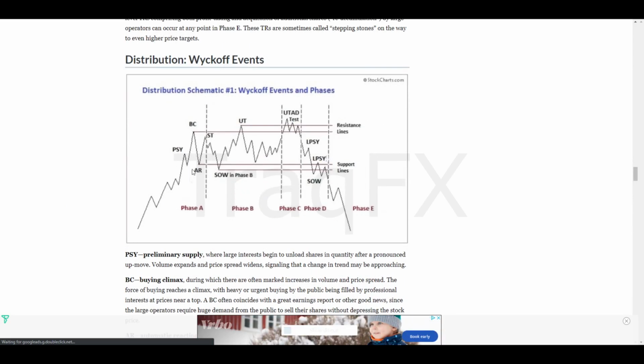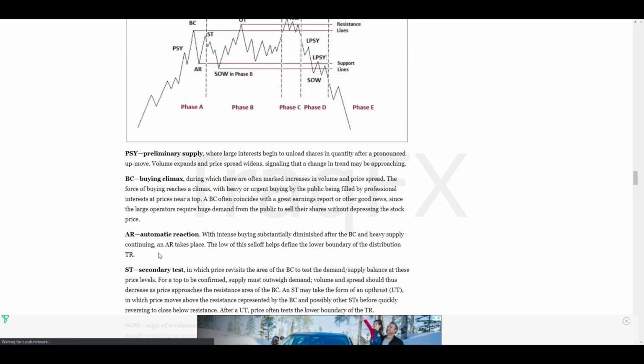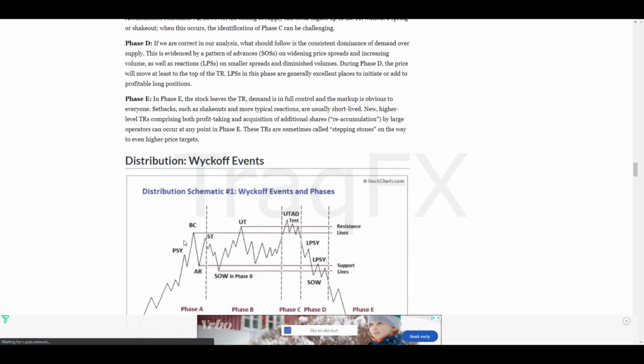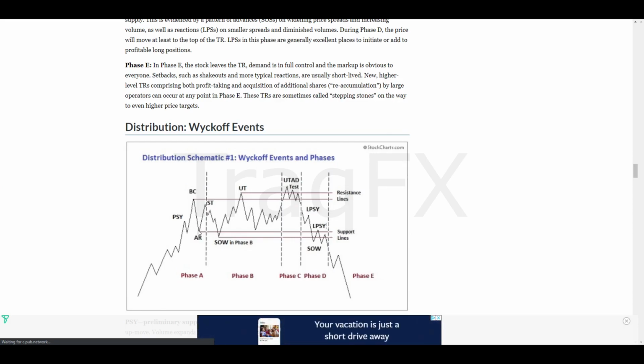Automatic rally: with intense buying substantially diminished after BC and heavy supply continuing, an automatic rally takes place. The low of the sell-off helps define the lower boundaries of the distribution trend. So the market pushes back down to the original area of the PSY, and then we make an automatic rally back to the original area of the BC.